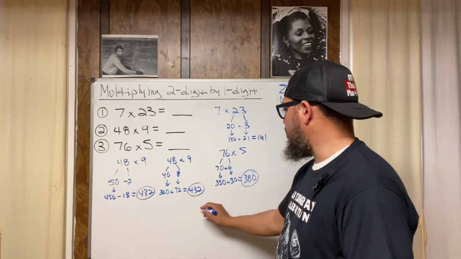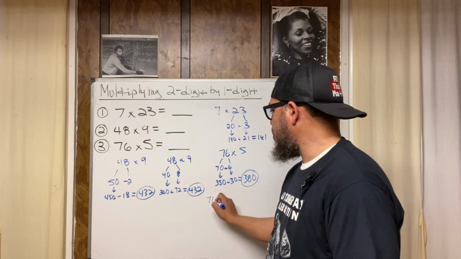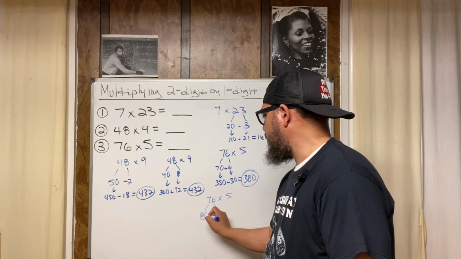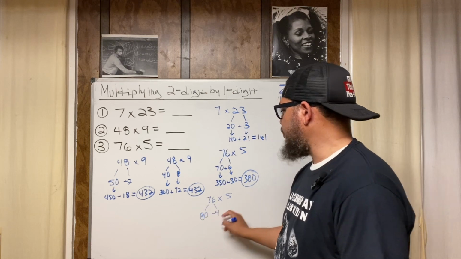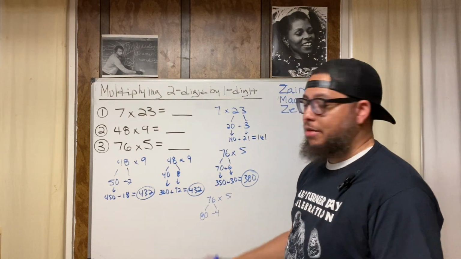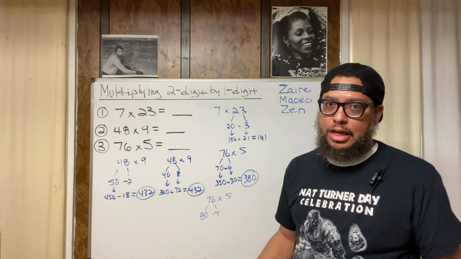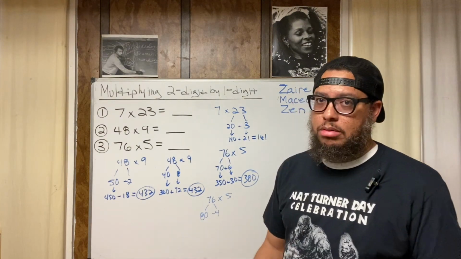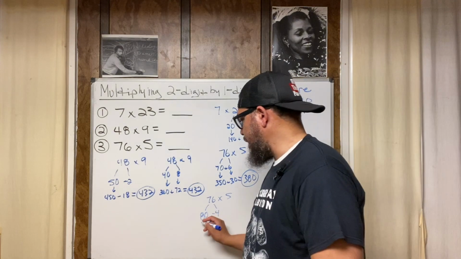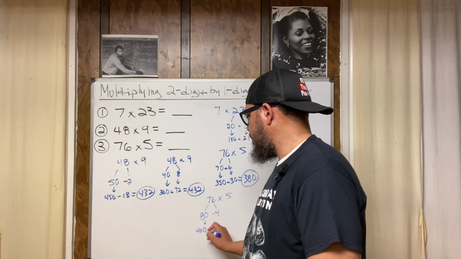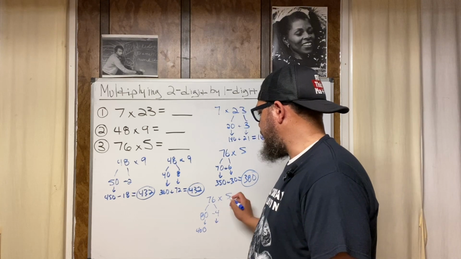Now, real quick, this video is running long. Let's do this one more time. So let's do this over. Let's do 76 times 5 and let's break it down into 80 minus 4. Let's distribute the 5. 5 times 8, because I could treat the 80 like it's just an 8. So 5 times 8 is 40. Then I'm going to attach the 0 and we get 400.